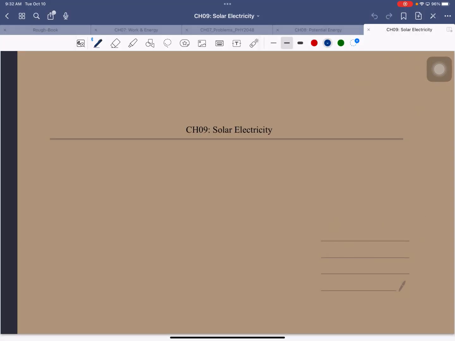Okay, guys, so let's get started. Today we'll talk about how to produce electricity using solar energy.